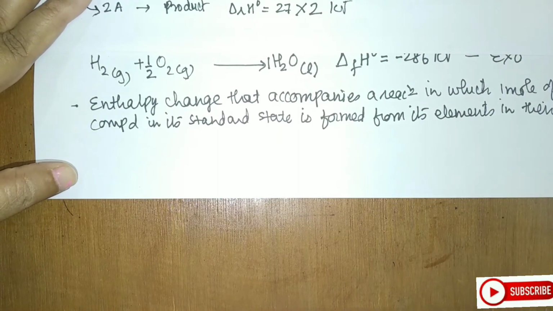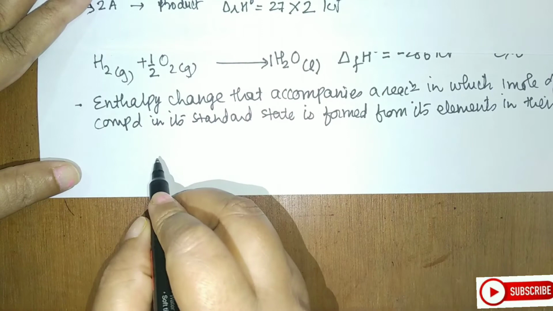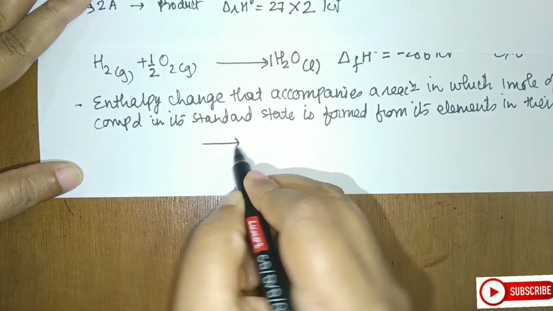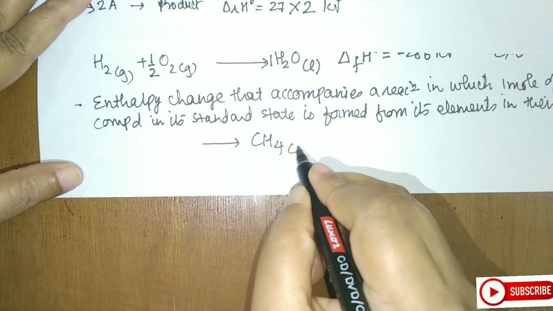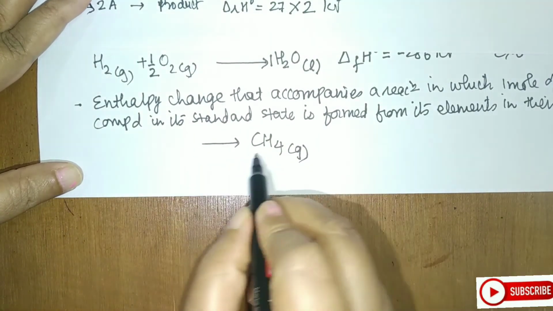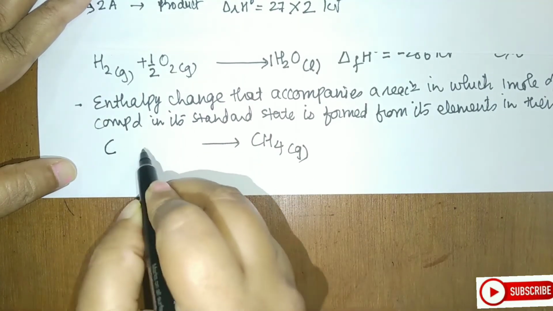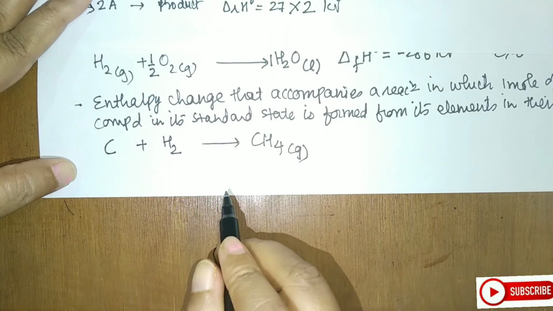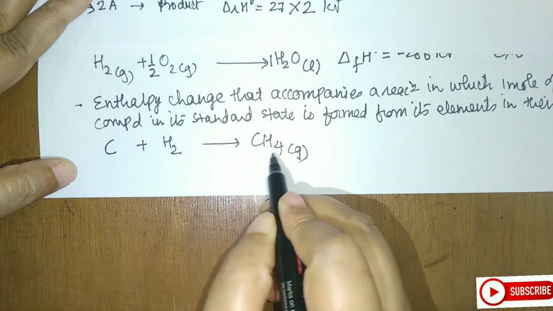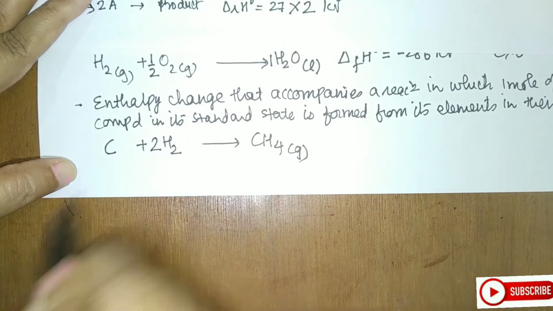Let us take one more example and understand this. So let us take a simple example, that is formation of methane. When I say formation of methane, I should write methane here in this way. This is its standard form, it must be in the gaseous state. Then if I see the elements here, this is carbon and hydrogen. So I will be writing carbon and hydrogen in this way. As this is formation of methane, I must keep 1 mole of methane and then balance the equation. So the equation will be balanced in this way.